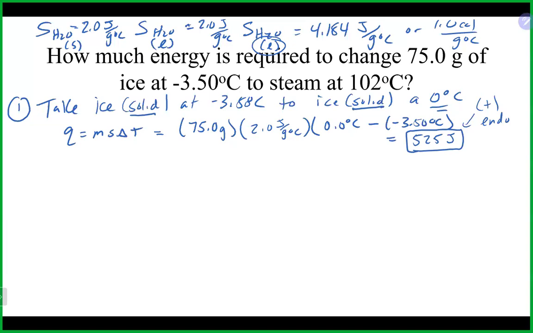And in order to move that ice from minus 3.5 degrees to 0 degrees ice, you've got to put in about 525 joules of energy. Any questions on that there? So that's a very similar calculation to what we did in that previous chapter.